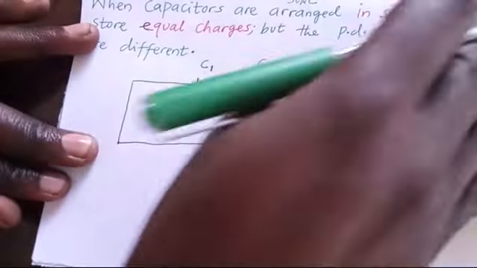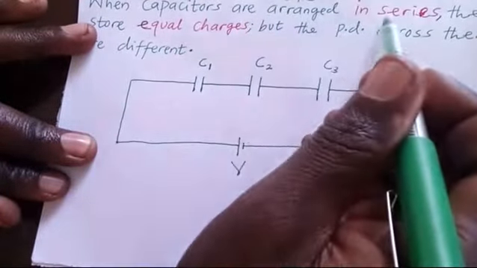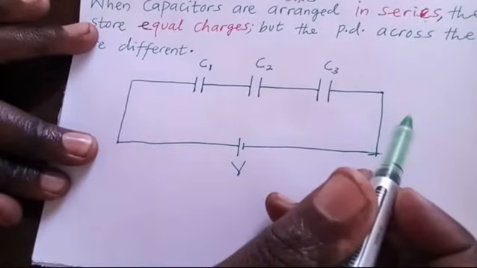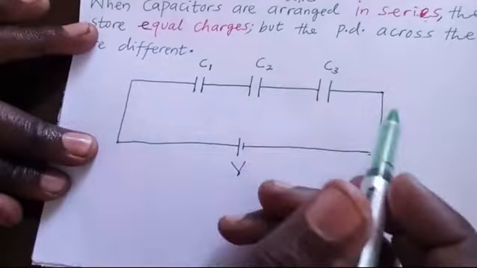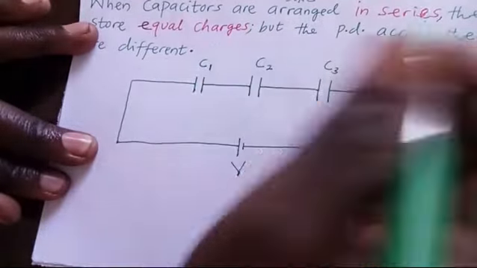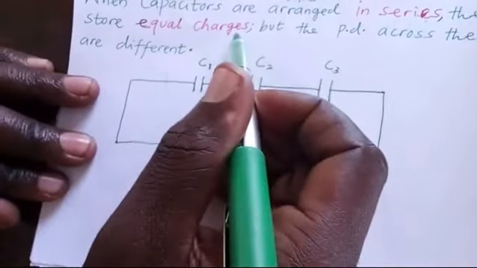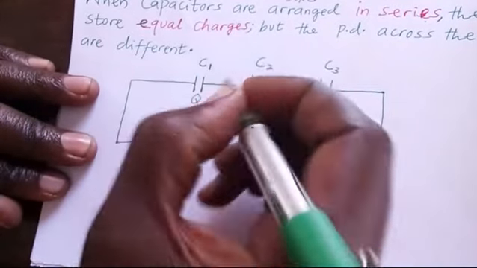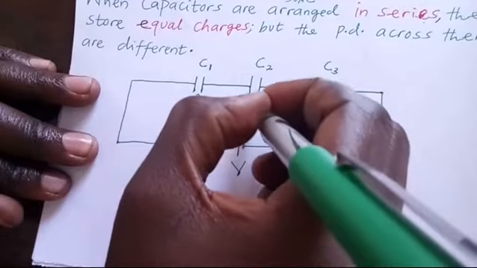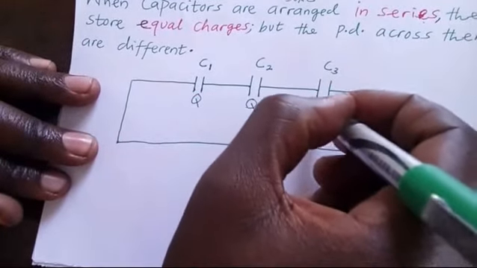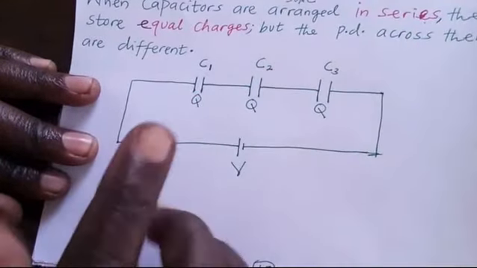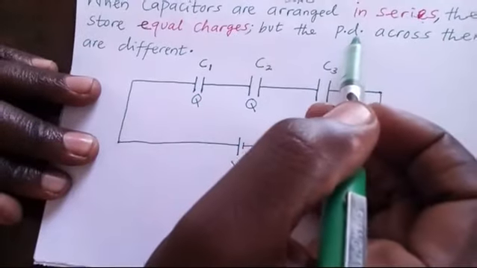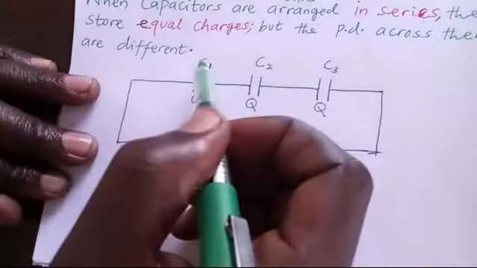Now remember what we said, when capacitors are arranged in series, this is series arrangement, end to end connection, in a line, in a row, then what happens, they store equal charges. This means the quantity of charge stored here is Q, the quantity of charge stored here is Q, the quantity of charge stored here is Q. We don't have to put 1, 2, 3 because they are equal, but the potential difference across them are different.